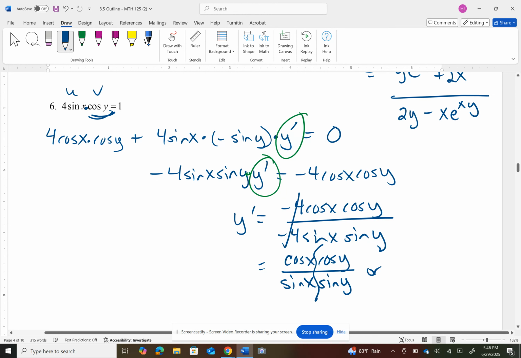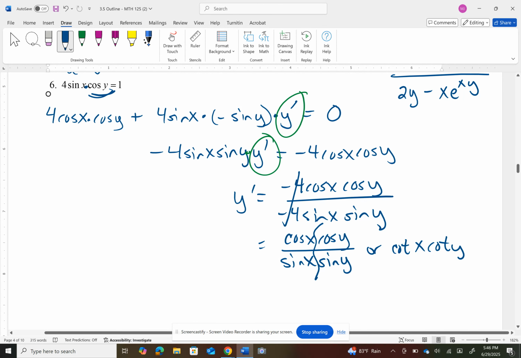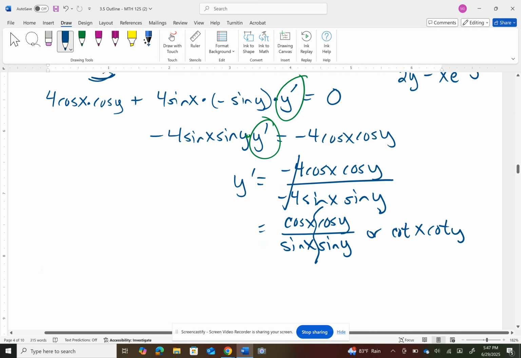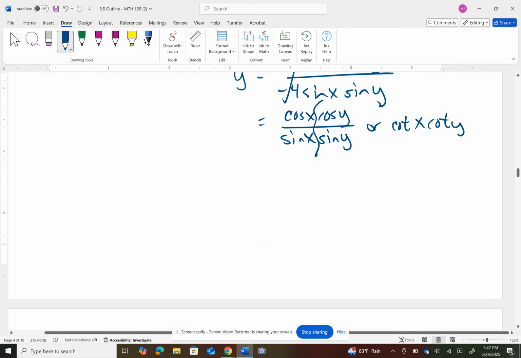Or they might have split it up, and cosine over sine would be cotangent. Cosine x over sine x would be cotangent x. And then cosine y over sine y would be cotangent y. So you might see them use some trig identities occasionally. I try to minimize the trig identities just to help you out a little bit. The only one I demand that you know or that you use is if you ever see cosine squared x plus sine squared x, you would need to replace it with a 1.